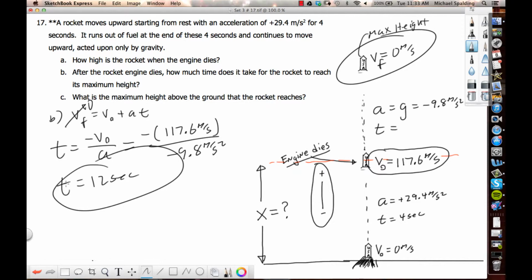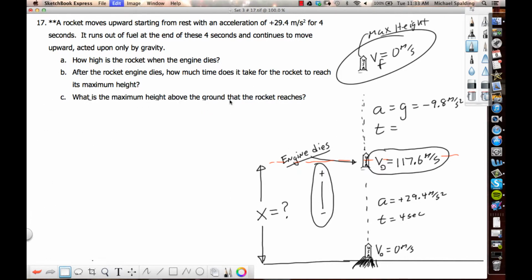All right, part C: what is the maximum height above the ground? Well, look, we already know the first height. Didn't we calculate this already? We did. What was this first height? 235.2. So look, the total height above the ground is going to be this.